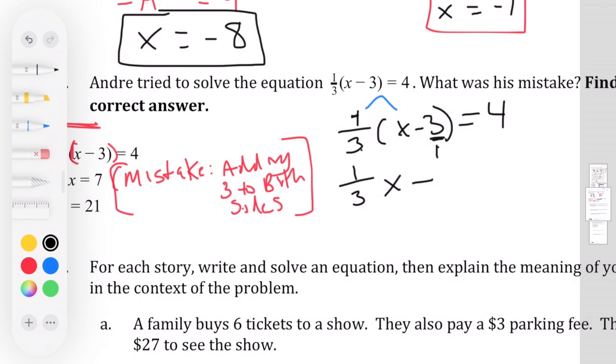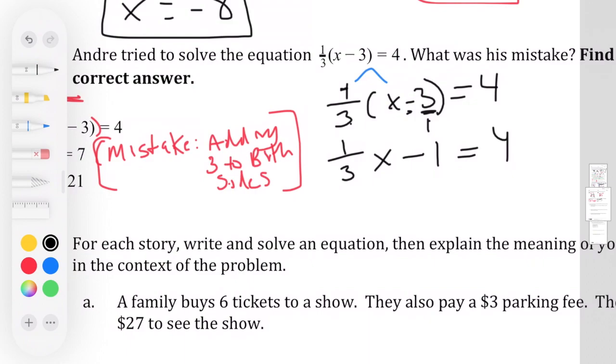3 over 3 reduces down to 1. And we had a negative, so we're going to keep it like that. And we have 1/3 x minus 1 is equal to 4. Now that we got rid of the parentheses by distributing, we could go ahead and add or subtract. We're going to add the 1 to both sides to isolate the variable. And we get 1/3 x is equal to 5.